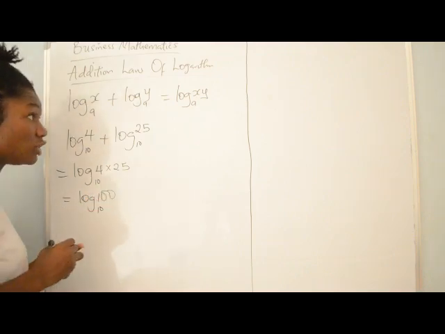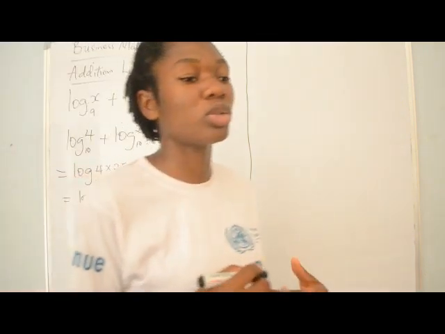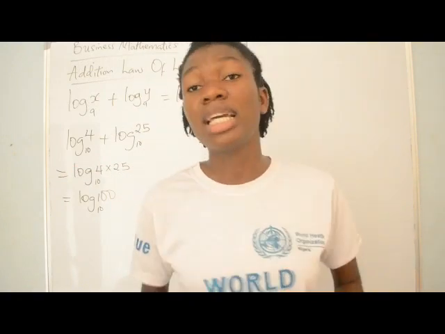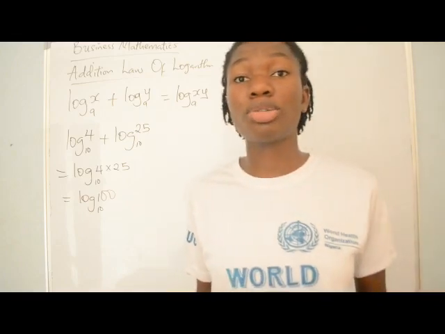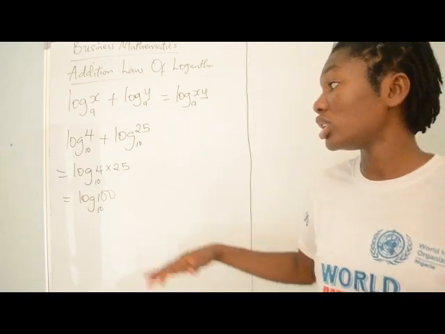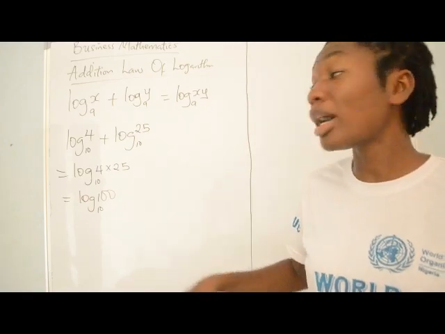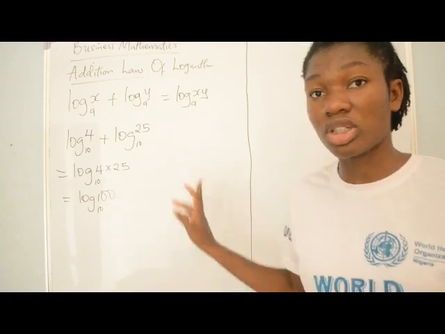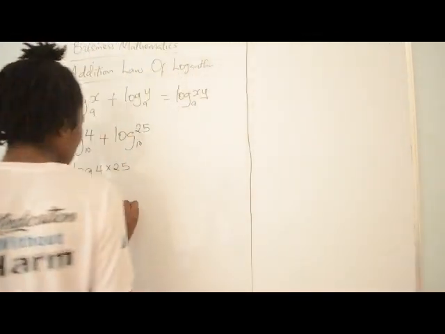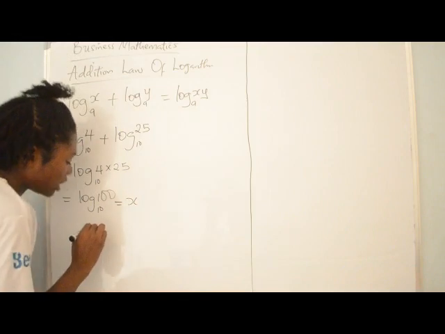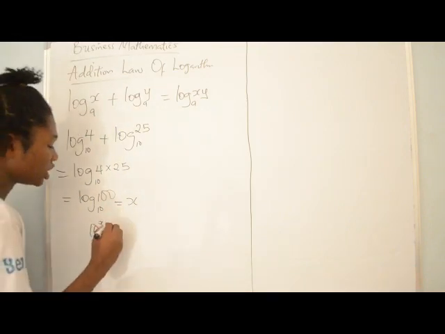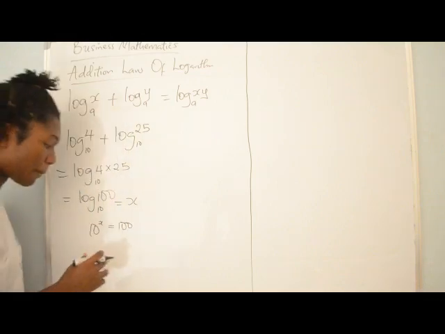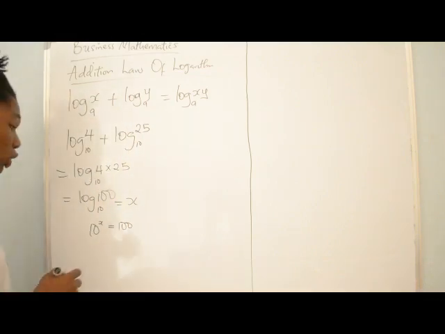Remember in our previous video, which if you've not watched, please you have to do so, I showed how we can derive indices from logarithm. And I said by definition, the logarithm of a number is the power to which our base must be raised to give us that whole number. We can equate this to x, where we say 10 raised to power x, which is our answer, should be giving us 100. This is how we derive indices from logarithm.